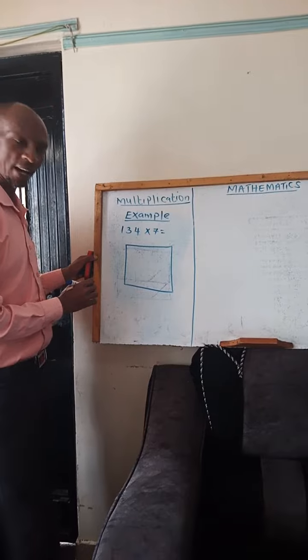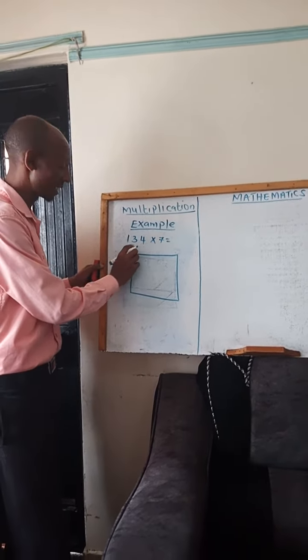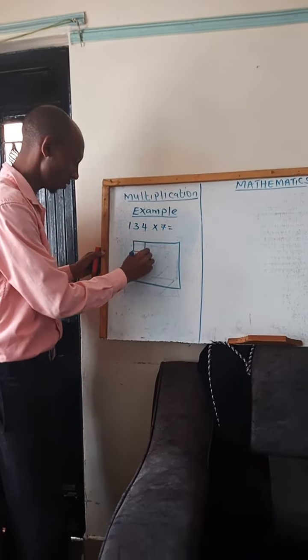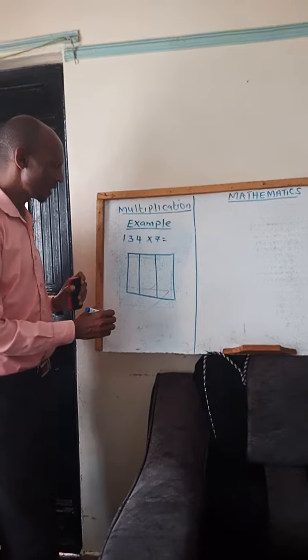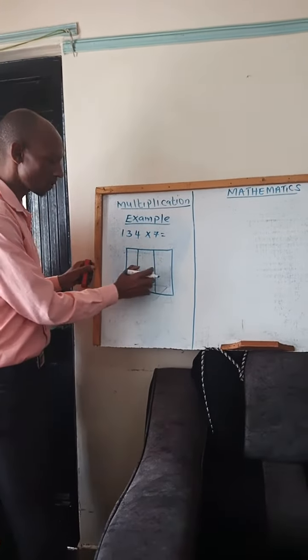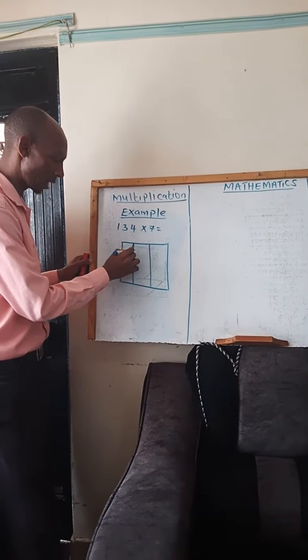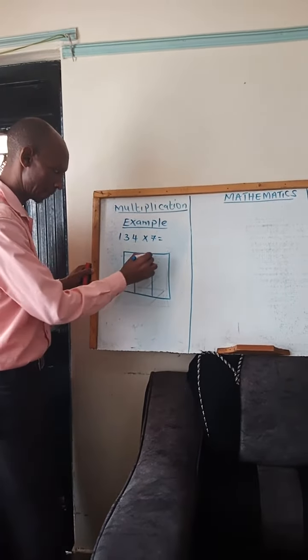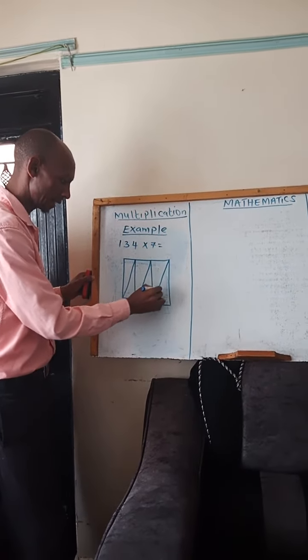And in that square, it should have 3 columns because the first number is represented by 3 digits. The first column and the second column. And having done that, each of the columns, you divide with a diagonal line into 2 equal portions. Like that, and lastly like that.